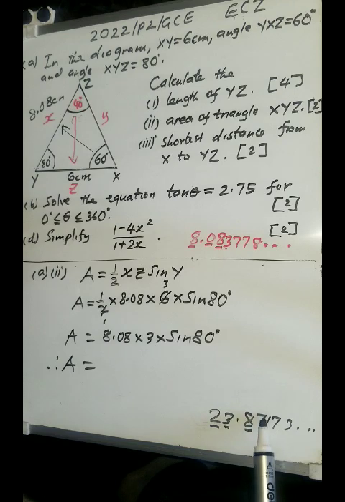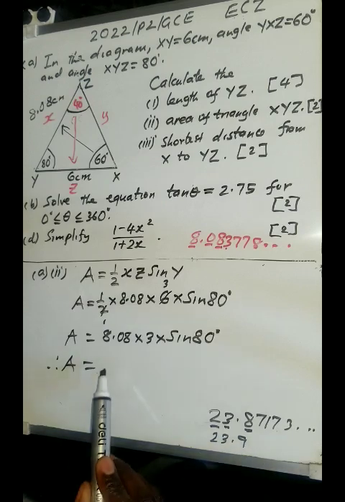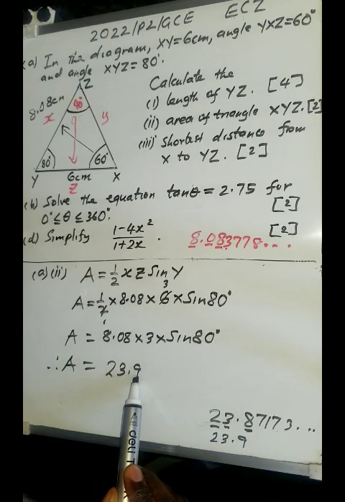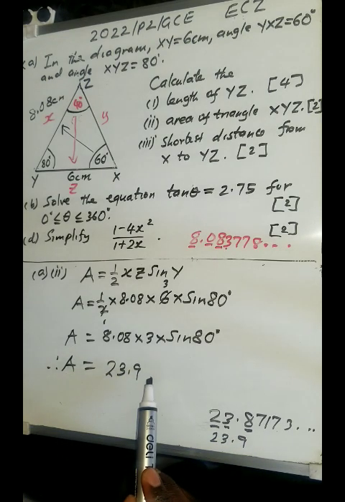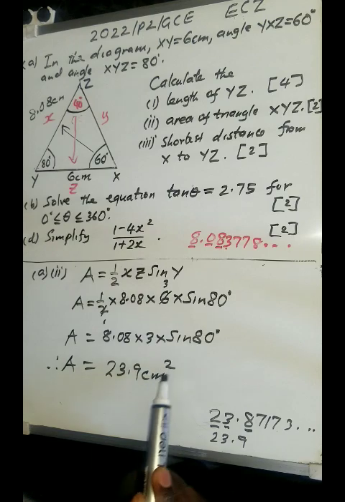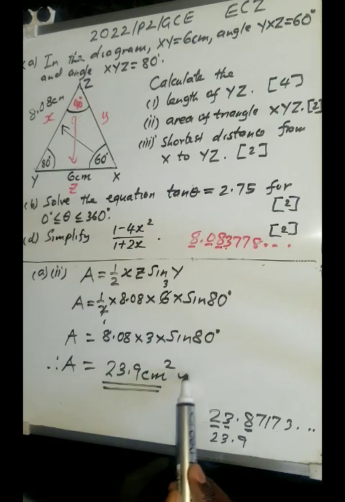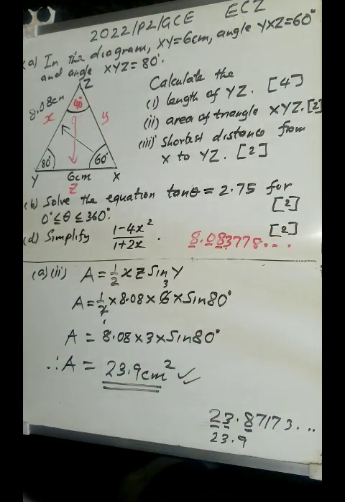So look at the number in front. You can see it is greater than 5, so you add the 1, so it will be 23.9. So that would be 23.9, and since this is the area, it is going to be square centimeter. So this is the final answer, and you get your 2 marks there.